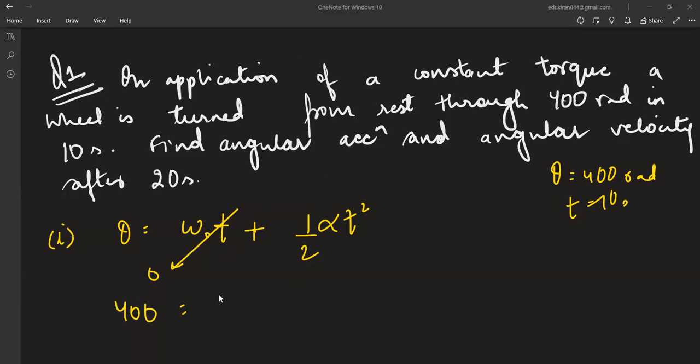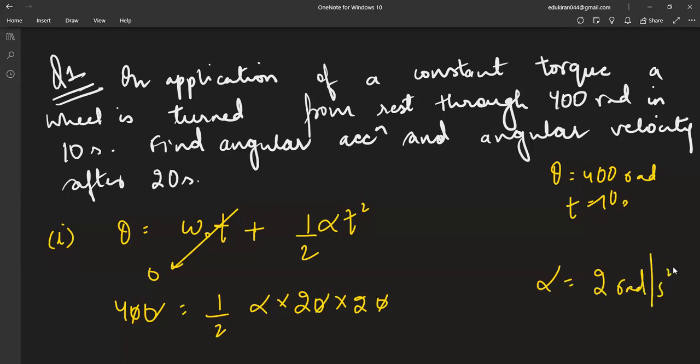So 400 equals half alpha t square, that is half alpha into 10 into 10. So this cancels off, and these both and these both get cancelled. So alpha becomes 4 radian per second square.